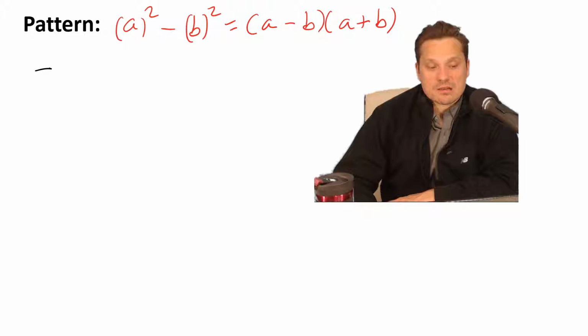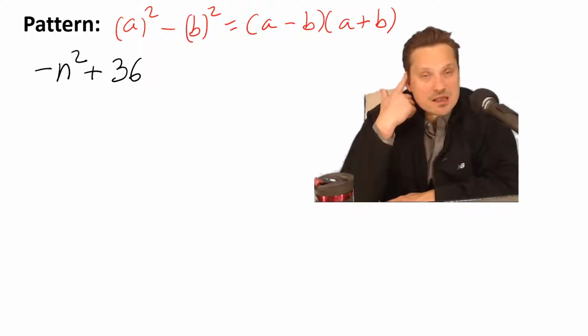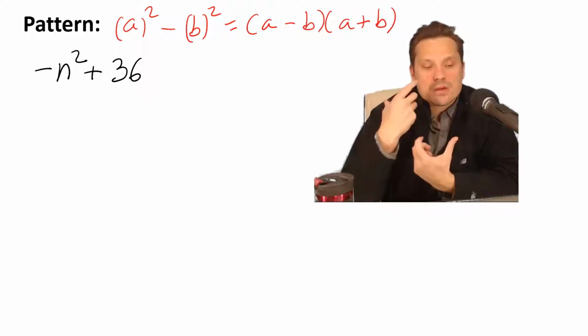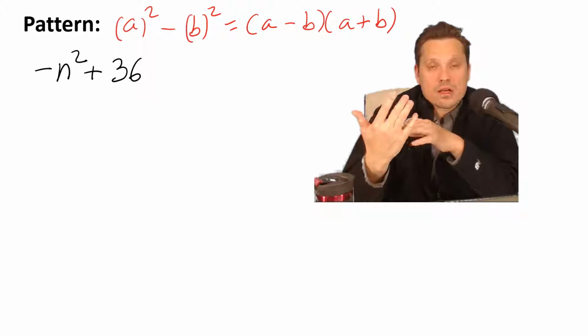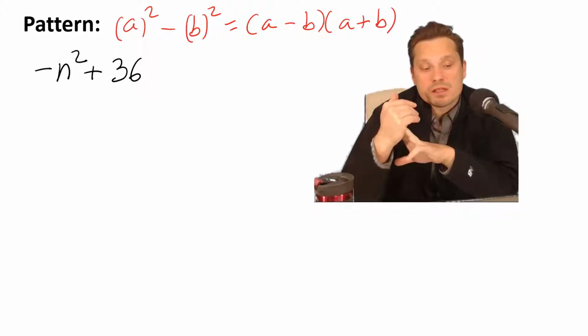Let's look at the next one. So now I have -n squared plus 36. Now this is not a difference of two squares if you think about it carefully, because as you can see, you have -n squared plus 36. This could be done in a couple different ways. You could do 36 minus n squared, and then it would be a difference of two squares.